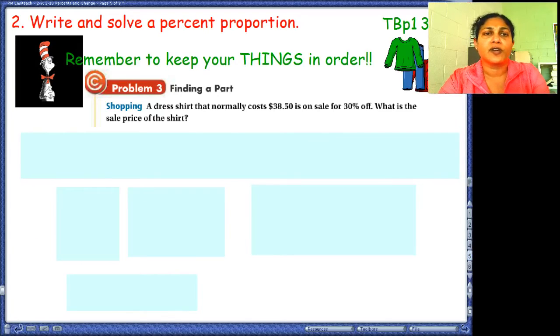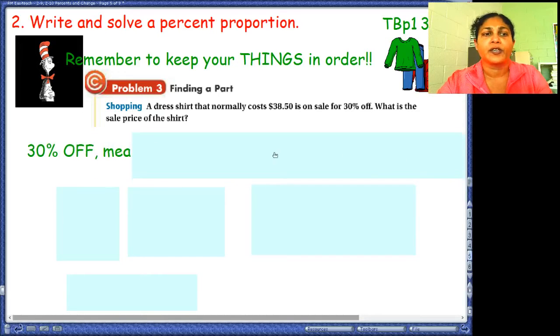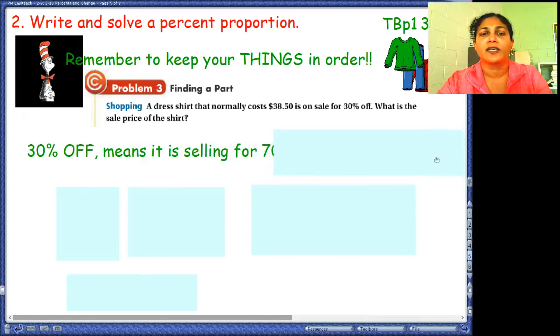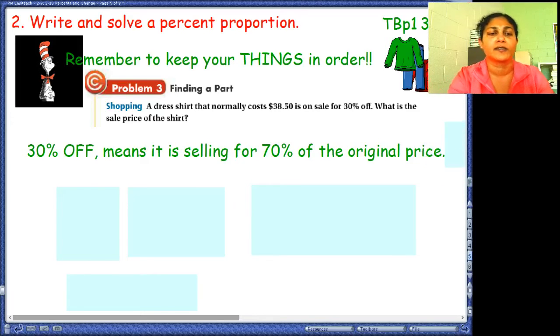So how do you write and solve a percent proportion? In yesterday's lesson, you learned how to keep your things in order. So we want to make sure we keep the same things in the same place. A dress shirt that normally costs $38.50 is on sale for 30% off. What is the sale price of the shirt? So 30% off means that you're selling it for 70% of the original price.